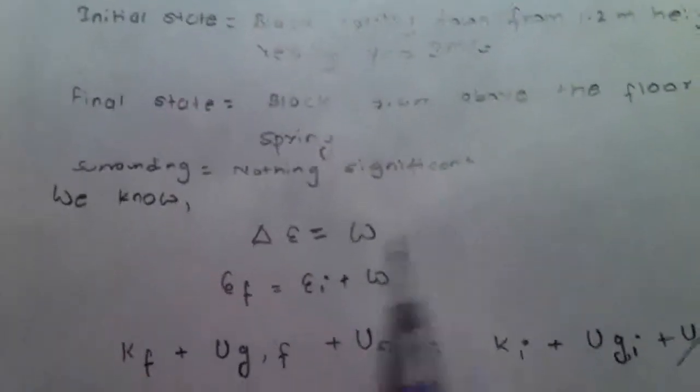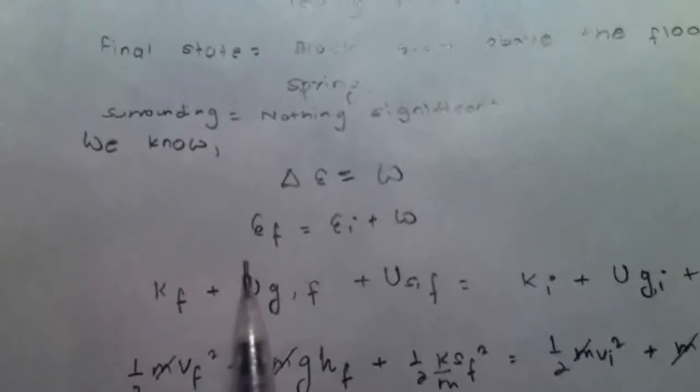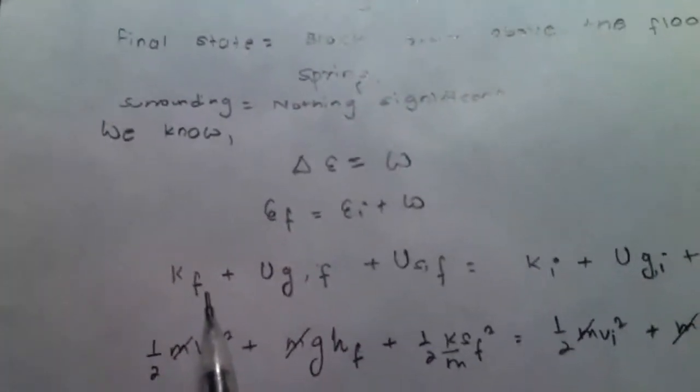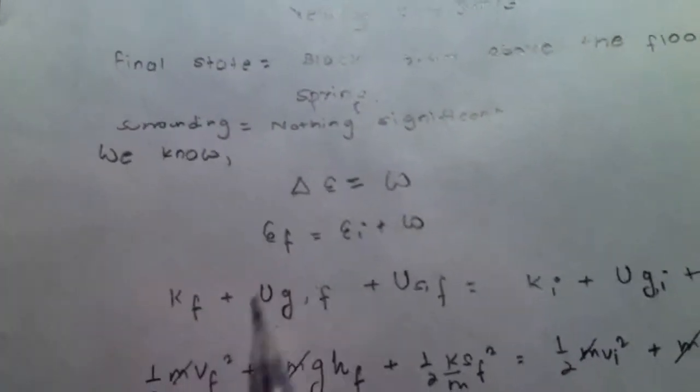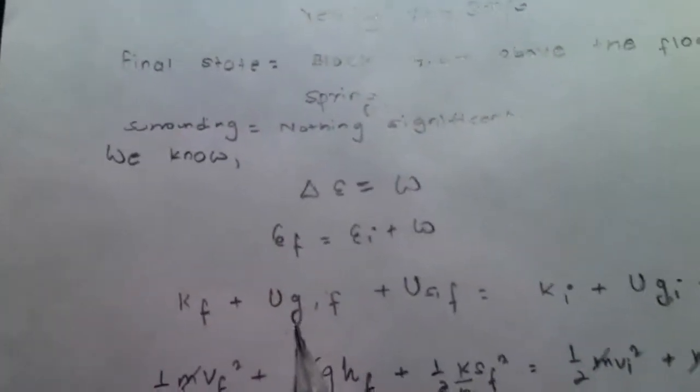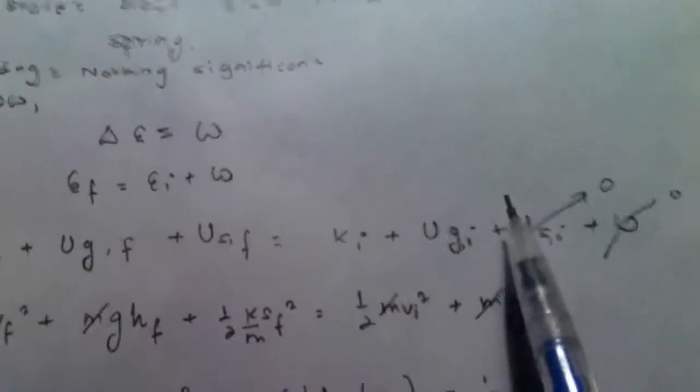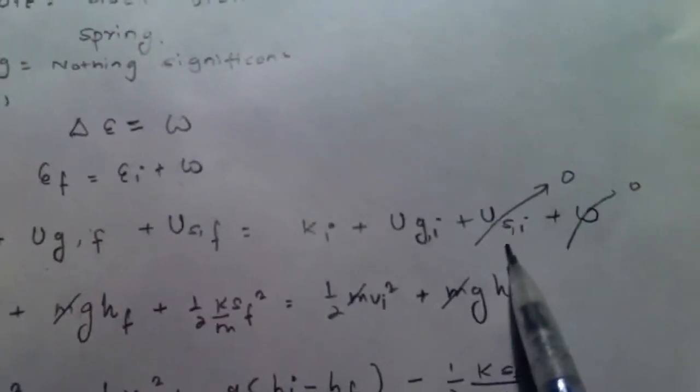Now, having said that, let's set up our energy equation. What is our energy principle? Change in energy equals work done. That means energy final equals energy initial plus work done. Now, what is our final energy? We have a final kinetic energy of the box, because we have a final velocity, with a potential energy due to Earth, because Earth is a part of the system. Also, we have potential energy due to the spring, because it's also a part of the system. This equals the initial energy: kinetic energy initial, potential energy due to Earth initial, potential energy due to spring initial, plus work done, W.